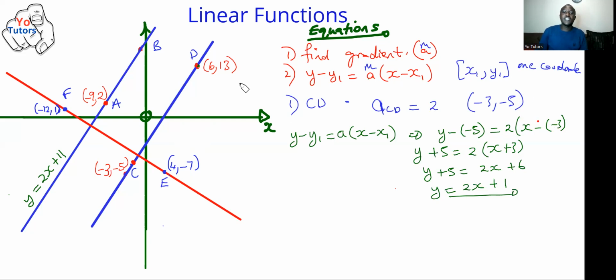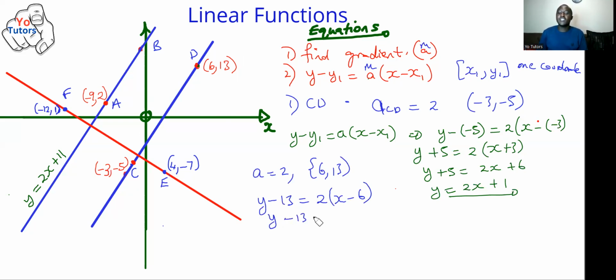Let's say we use 6 and 13. I just want to prove to you that you can still get the same thing. Now let's use 6 and 13, with our a equal to 2. So let's have our equation again: y minus 13 is equal to 2 times (x minus 6). Then y minus 13 is equal to 2x minus 12.